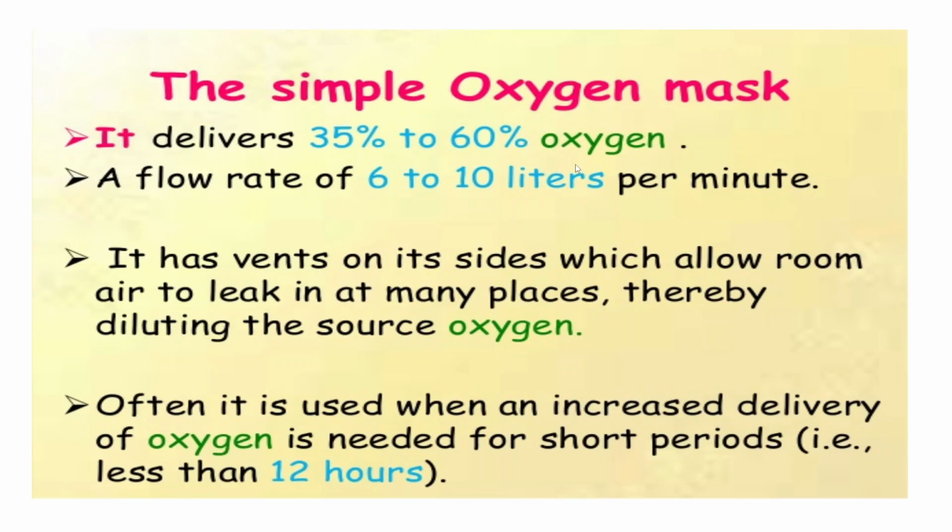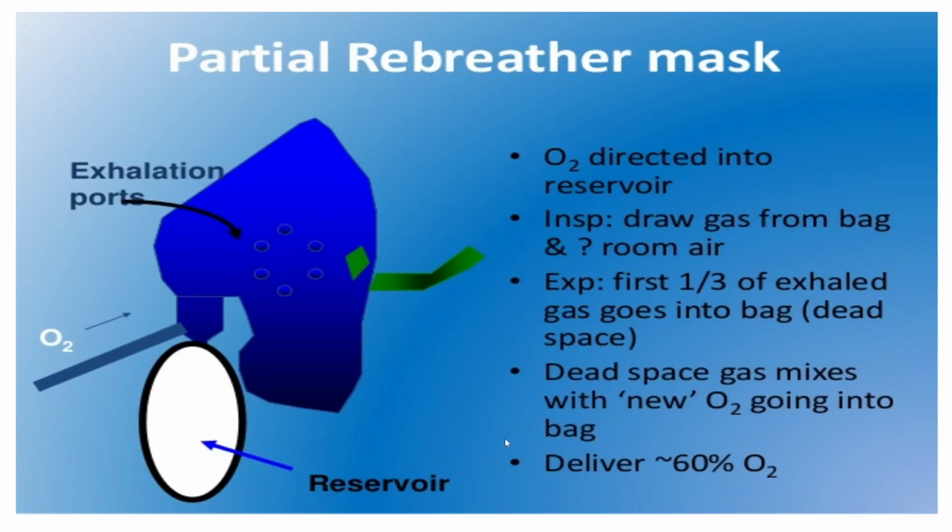It can reach up to a rate of 35 to 60% of oxygen. So comparatively, it's more efficient than the simple cannula, and you can administer up to 10 liters per minute. And it has a vent on the sides so that air can leak to a certain extent. So it's used to increase the delivery for short periods.